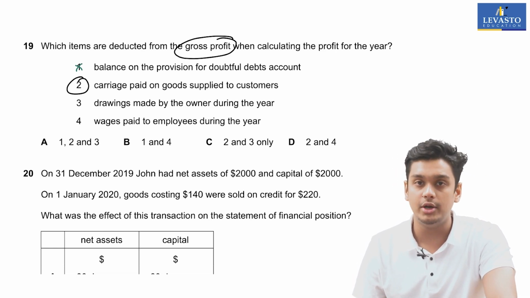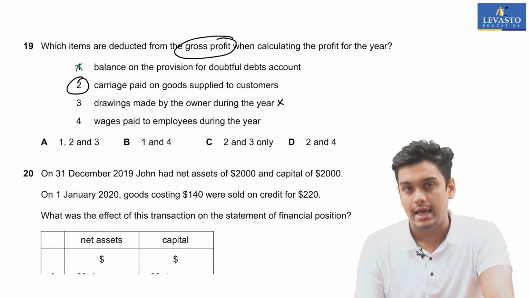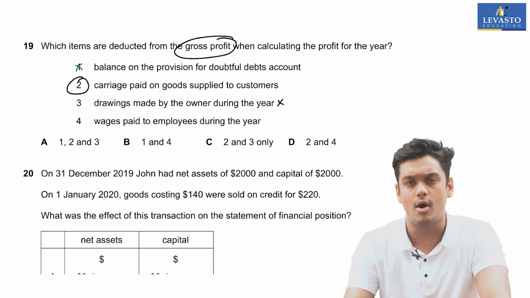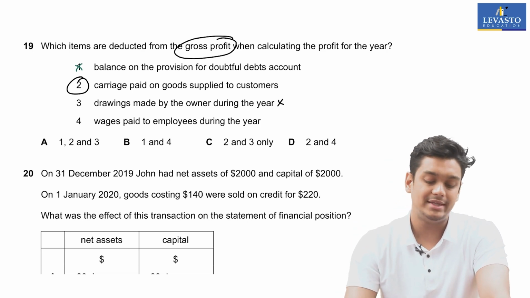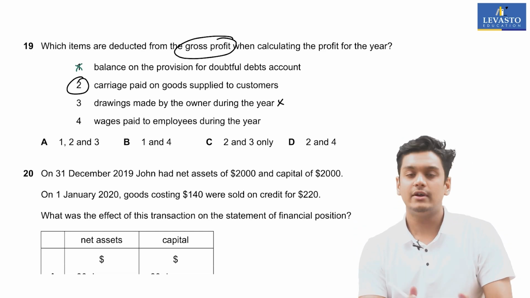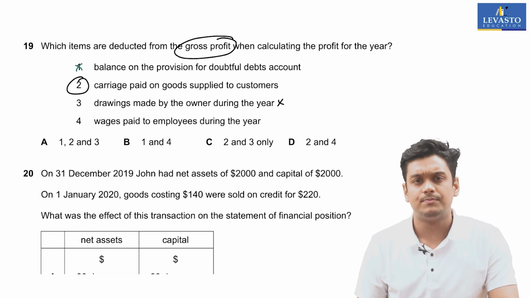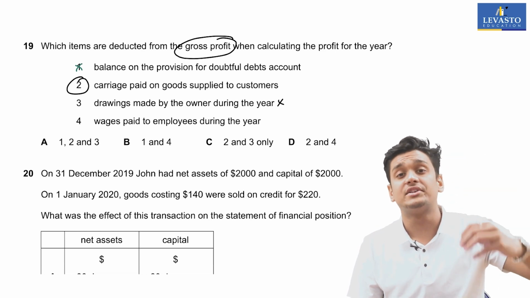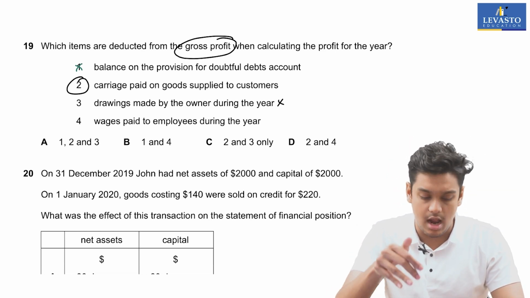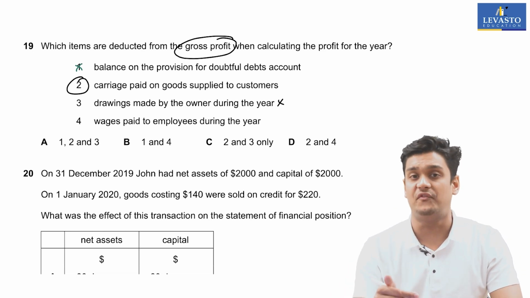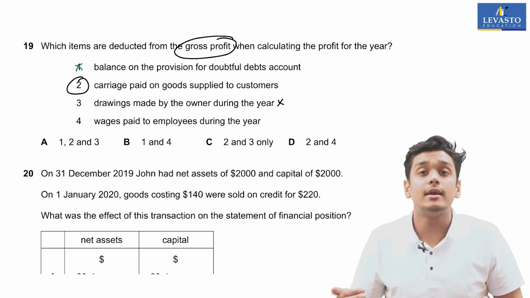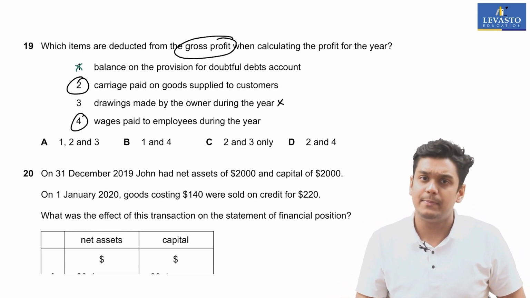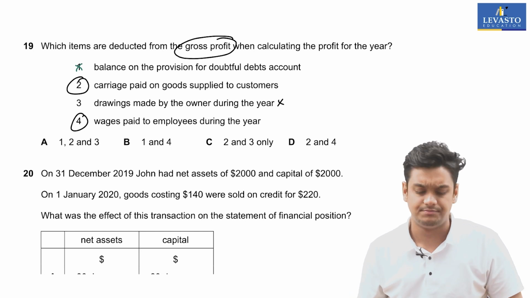Drawings made by owner during the year, that wouldn't affect. Anyways, cash drawings is not recorded in income statement. Stock drawings, yes, recorded. Now you might ask me, sir, how do you know it's a stock drawing? See, even if it's a stock drawing, no issues. Think practically and see. Where do you record stock drawings? You record it under cost of sales. Here we are dealing with transaction that is deducted from gross profit. Either way, it won't make effect. So 3 is out. 4. Wages paid. Yes, obviously, it will affect.